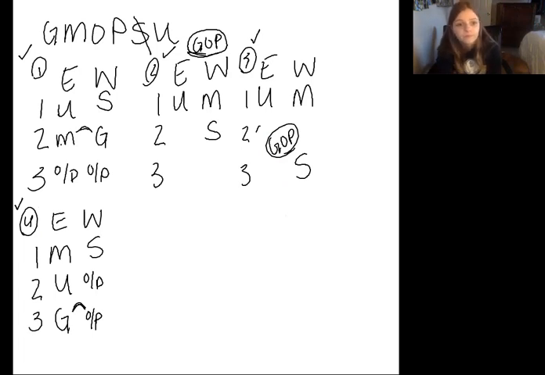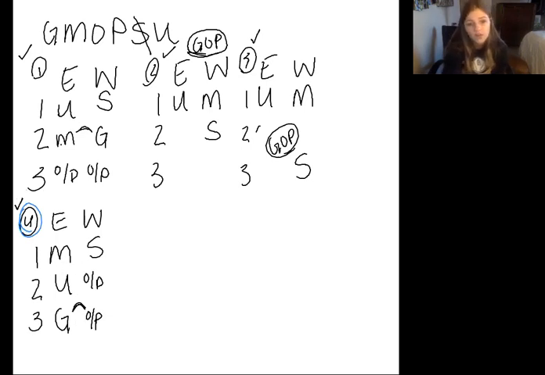Next one says, if U is presented at 2, where is that happening? That is only happening in this world, so I can only look at this world. Then any of the following could be true except: G is presented at 3. That could be true, so because we're looking for our exception, we can rule that out because that can be true.